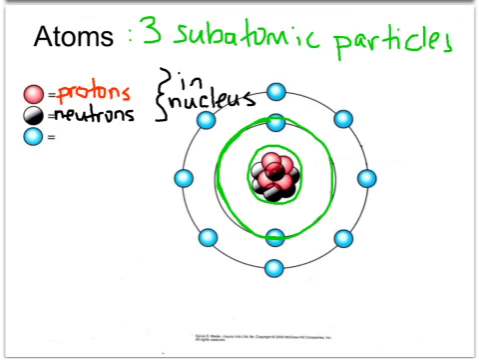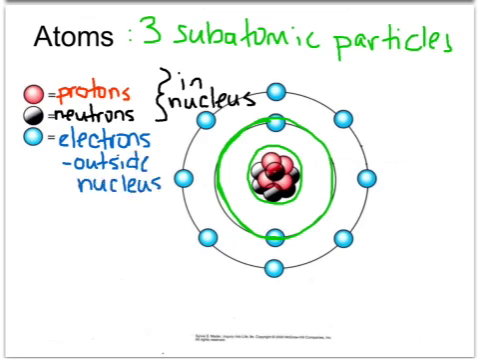Now our third type of subatomic particle is the electrons. These are the ones that you find rotating in shells, outside the nucleus. Not only is their placement important, but additionally also the charges that you find on each of these subatomic particles.